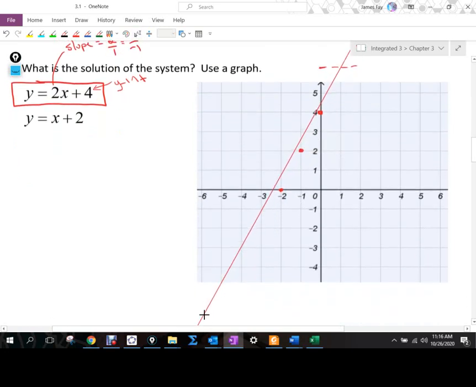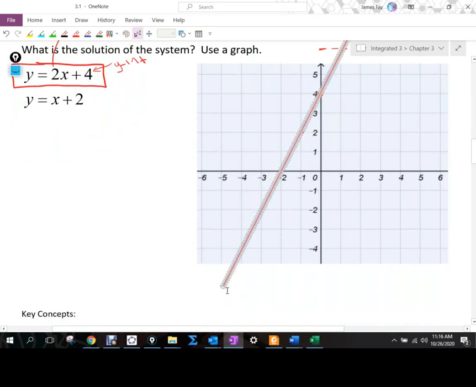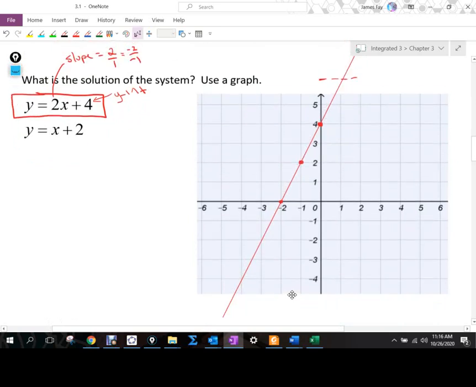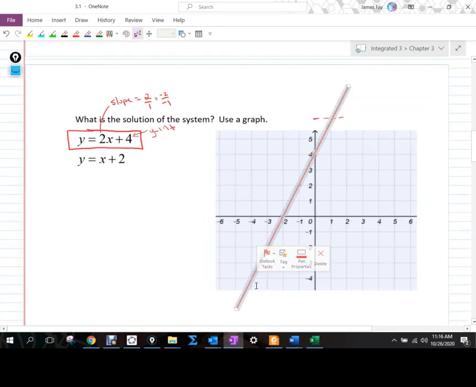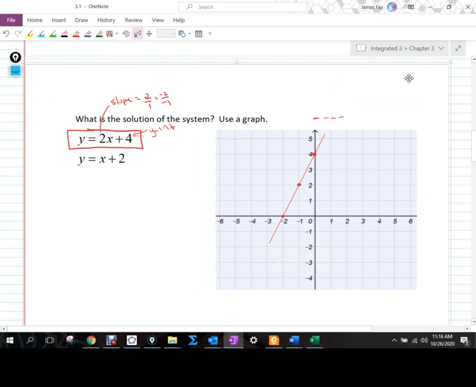Now the only thing is that when you're doing a system and you're going to put two lines in here, I get a lot of people that will cut their lines off like this. Okay, just make them go, because your other line might come down through here, and you might not get an intersection if you don't extend your line all the way through the graph. So just extend your lines at least through the portion of the graph that is visual to you. So that's y equals 2x plus 4.